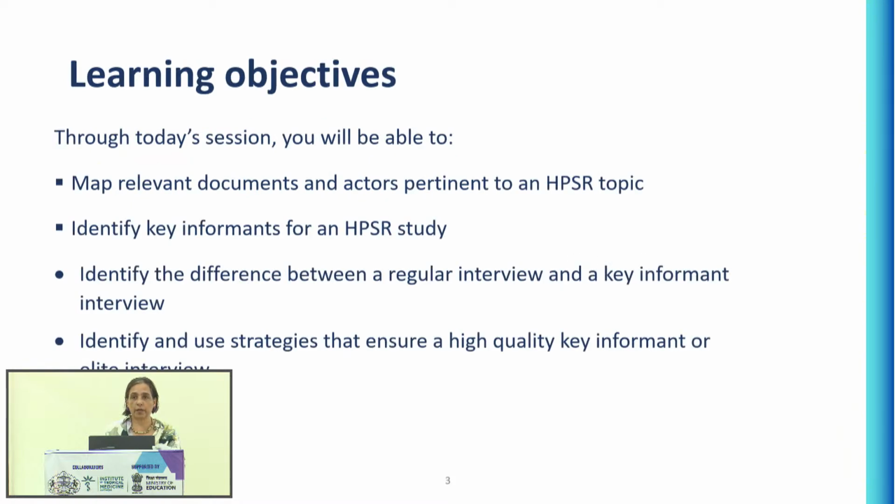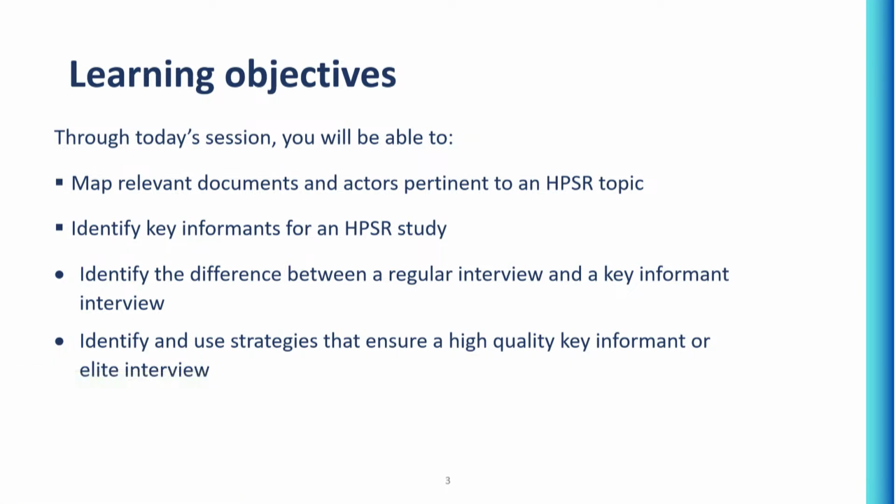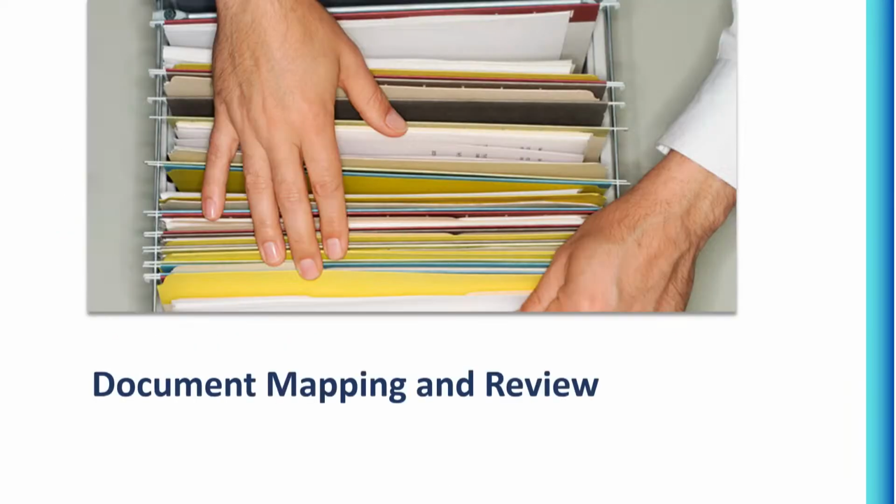So you should be able to learn how to map relevant documents and actors that are pertinent to a topic, and we'll go back to our topics just to be consistent. We will be able to identify key informants for an HPSR study. You should be able to identify the difference between a regular interview and a key informant interview. And there's a lot of confusion about this, lots and lots of confusion. And you should also be able to identify and use strategies that will ensure a high quality key informant or elite interview. And we're going to talk about the difference between key informants and elite informants.